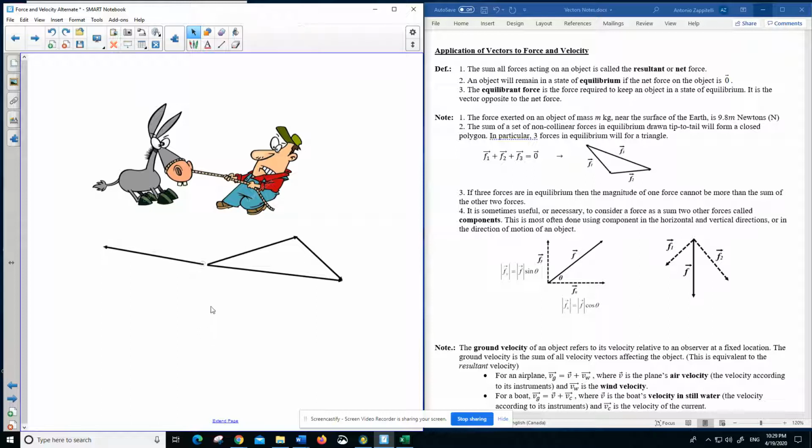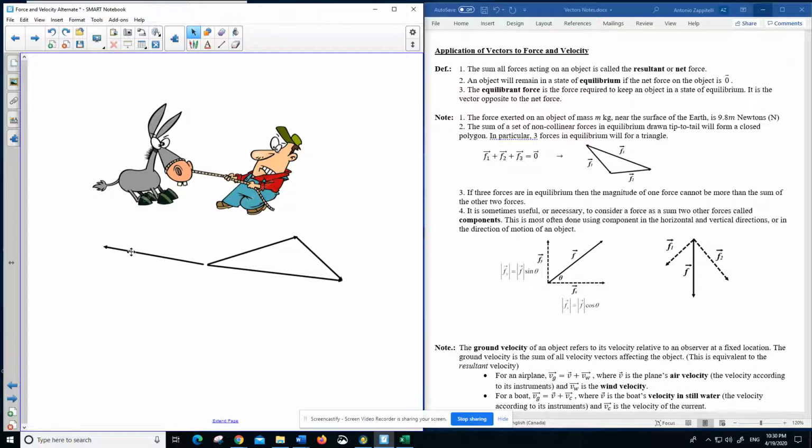All right, so let's take a look at what we have. The sum of all forces acting on an object is the resultant or net force. We say that an object is in a state of equilibrium if the net force on the object is zero. In other words, if all the forces added together give you zero, and the equilibrium force is the force required to keep an object in a state of equilibrium. So as long as this donkey pulls with a force equal and opposite to the sum of all the forces being applied to it, then it's going to be in a state of equilibrium, and this force is called the equilibrium force.